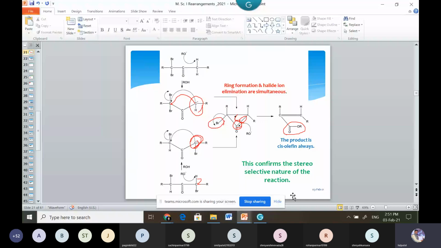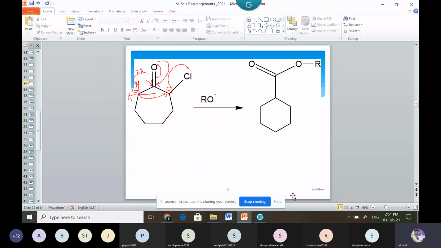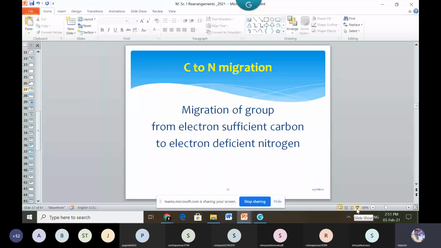Now we are going to discuss another type of migration that is called C2N migration.